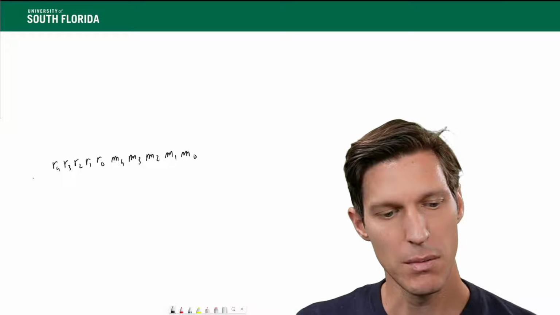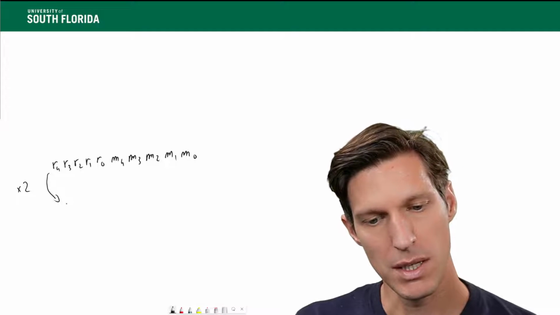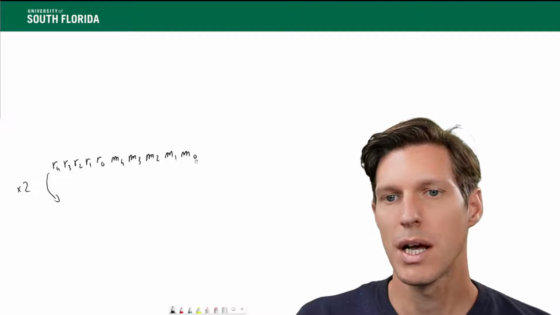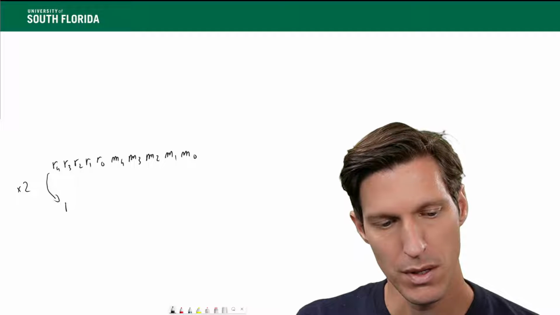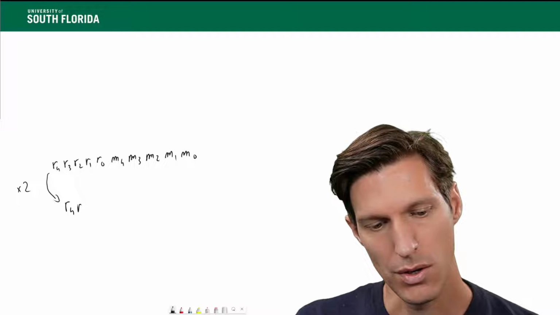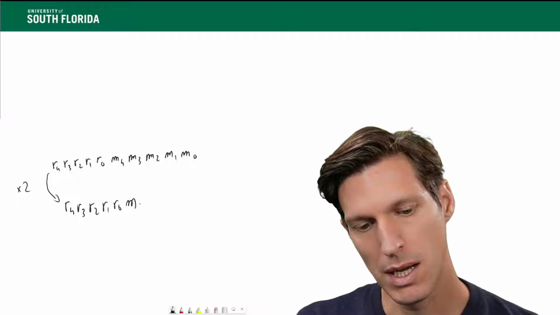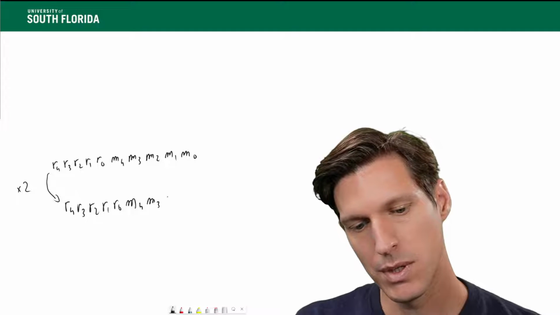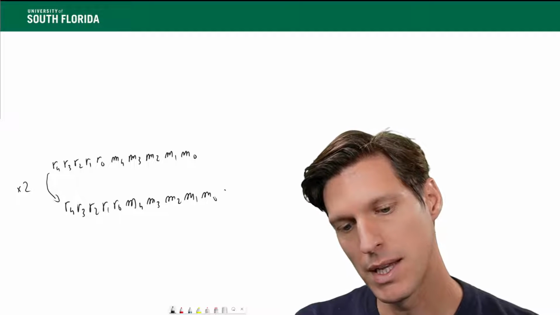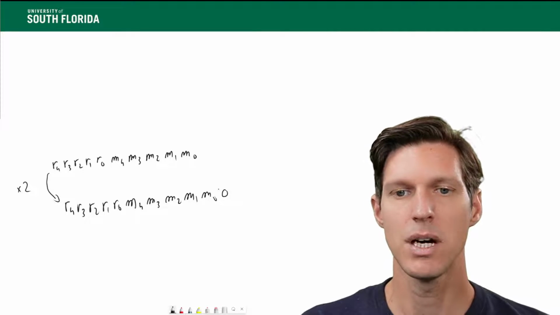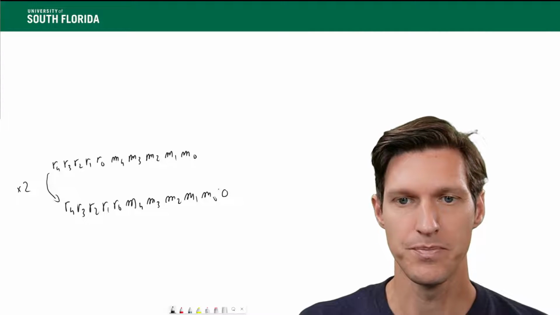So this is my number written in binary, where I start with the high order bits. Well, multiplying by 2, what it would give me is a number which starts with R4 and has all these bits shifted. So I'll get R4, R3, R2, R1, R0, M4, M3, M2, M1, M0, and then a 0. This is for sure the decomposition of x.